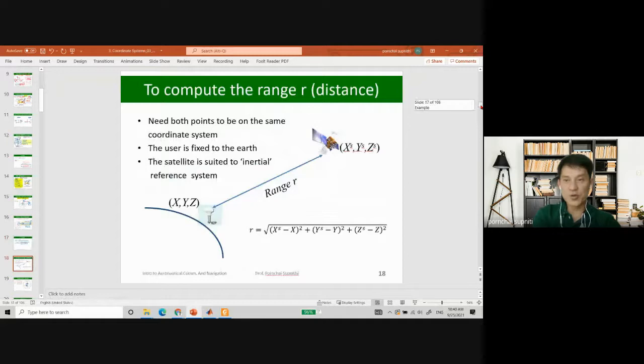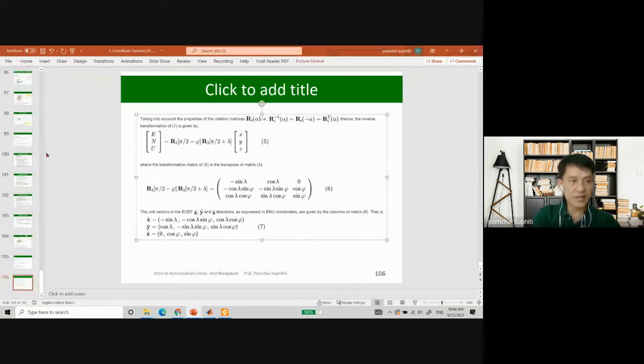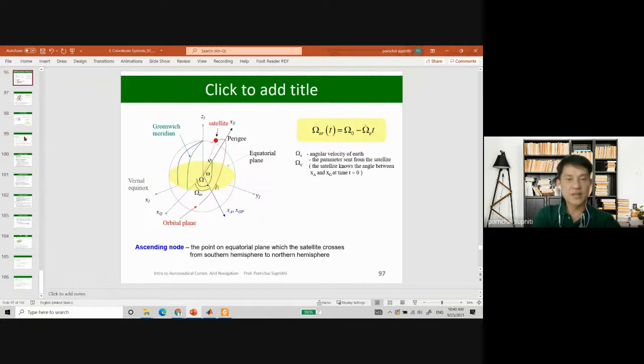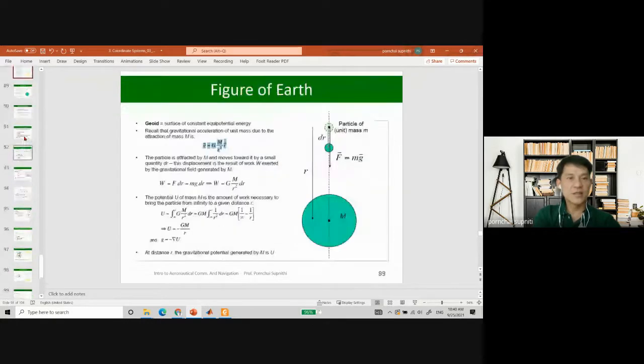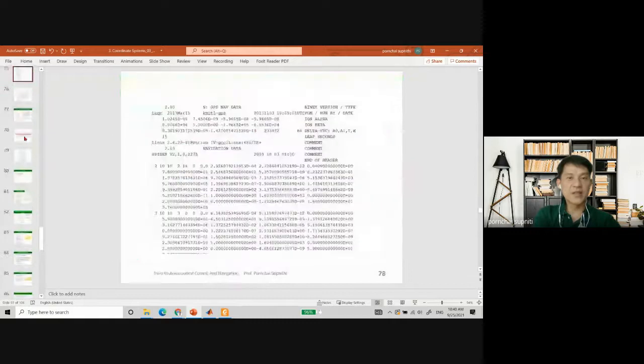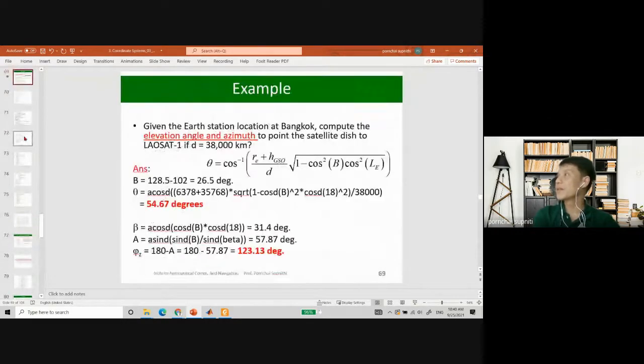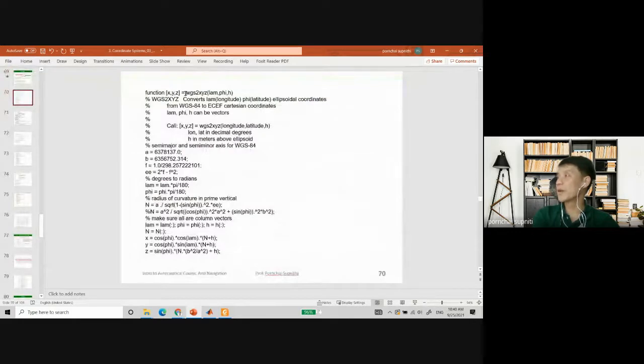I think I should ask you to do homework by converting this coordinate. Okay. I think in the back of these slides, yes, there are various functions that we can use.